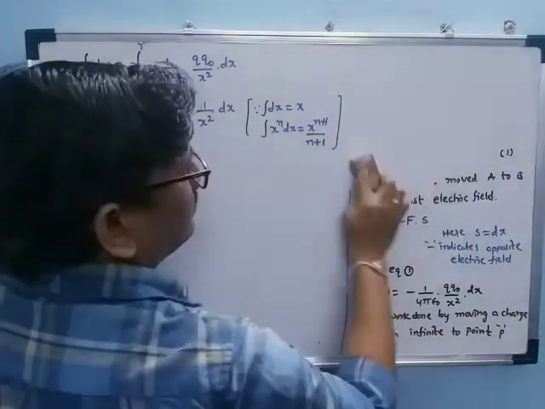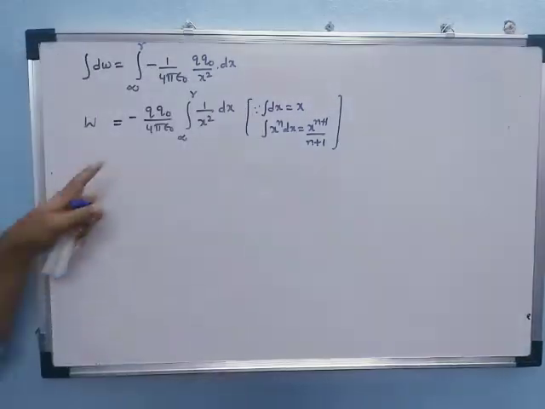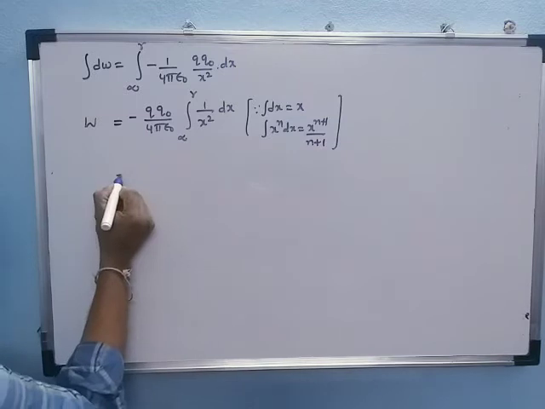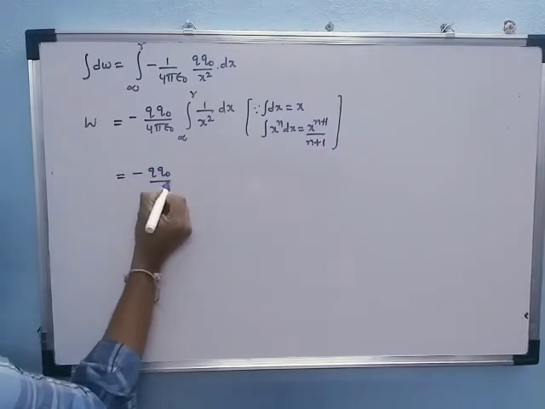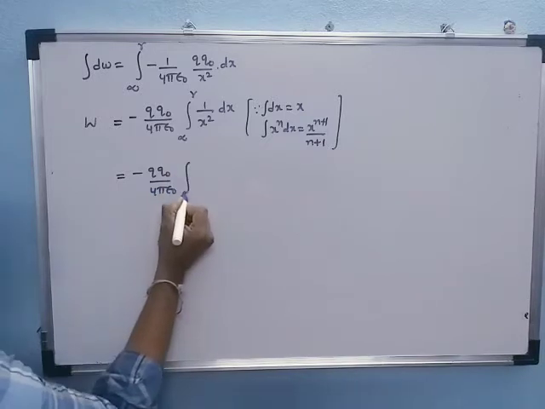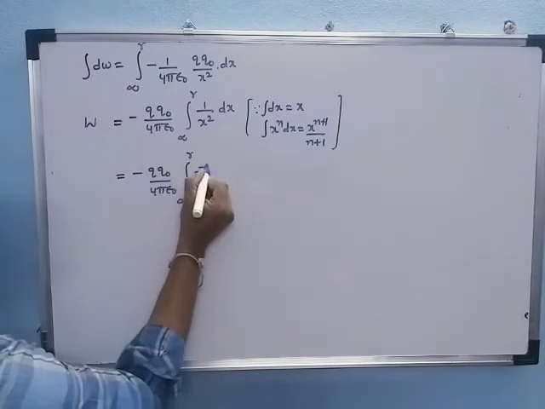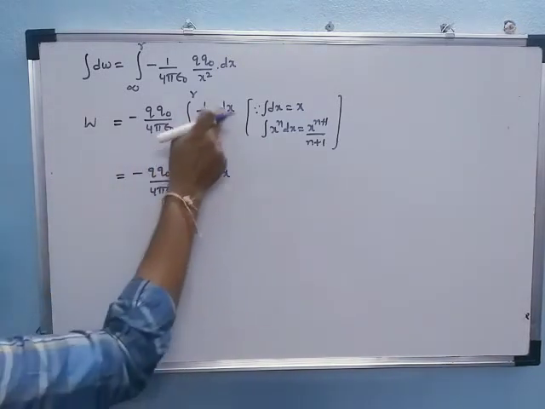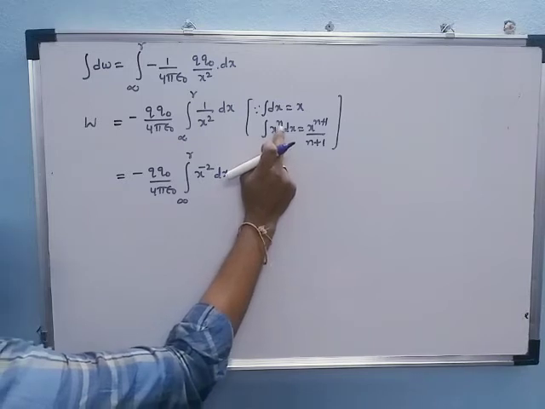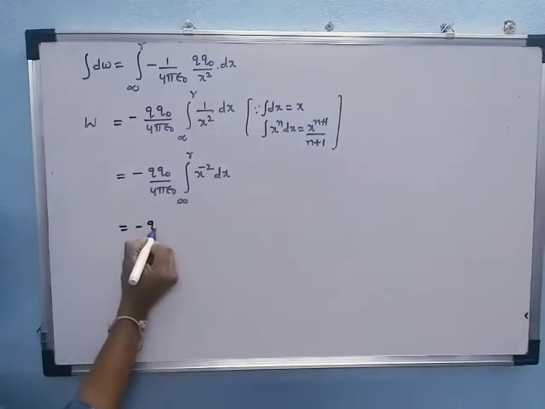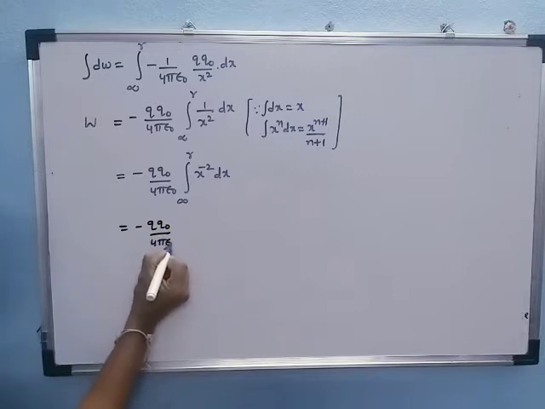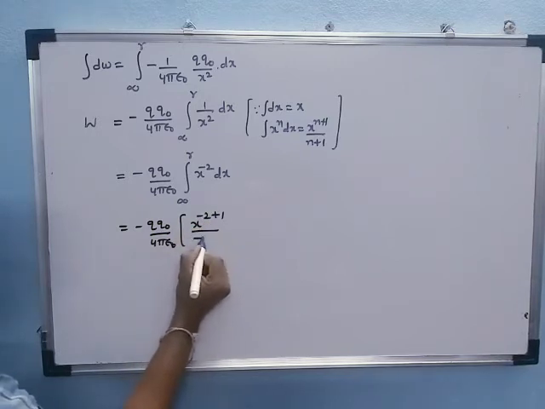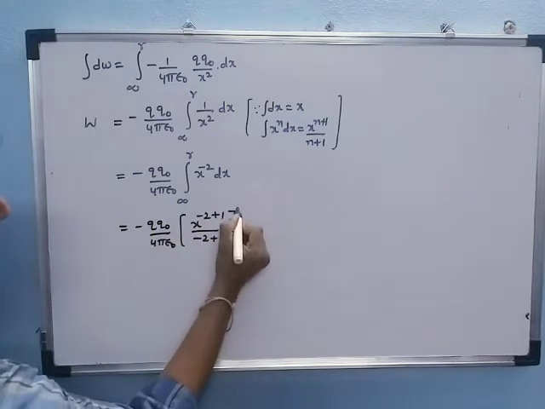Now we can write here: 1 by x square, take the denominator to the numerator. So it is minus q naught by 4 pi epsilon naught, integration from infinity to r of x to the power of minus 2 into dx, because of the denominator. Then apply the x to the power of n formula: minus q naught by 4 pi epsilon naught into x to the power of minus 2 plus 1 by minus 2 plus 1, from infinity to r.